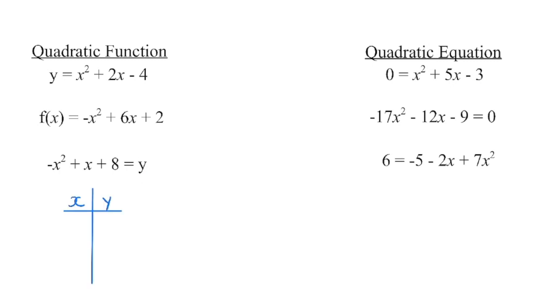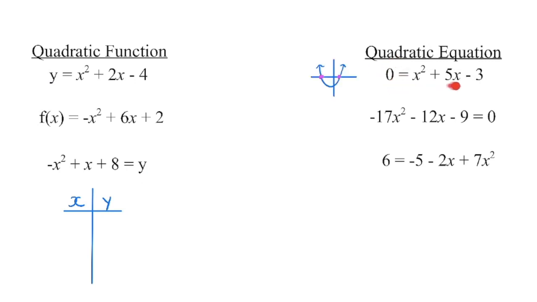For example, if we were to set up a table of values, I can choose any value for x, substitute it in here, and get the corresponding y coordinate. With an equation, we can see that one side is going to be a numerical value. That indicates that we can only have specific values for x, that when we substitute those values back in, we will in fact get that number.